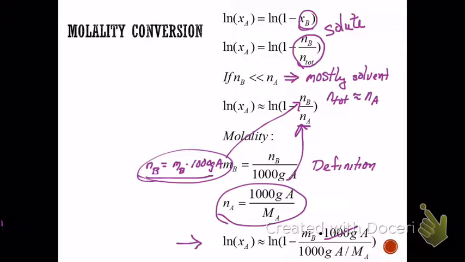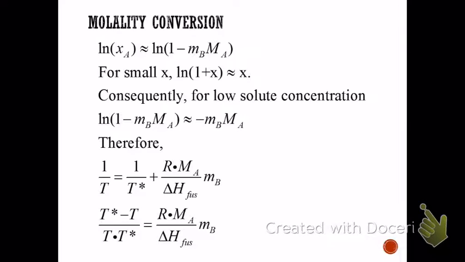Excuse me, I meant to say that the molar mass of the solvent here is in the denominator of the denominator, so we end up with a situation where we have the molality of our solute multiplied by the molar mass of our solvent. So this is what we have after making that substitution. The natural log of the mole fraction of our solvent is roughly equal to the natural log of 1 minus the molality of our solute multiplied by the molar mass of the solvent.